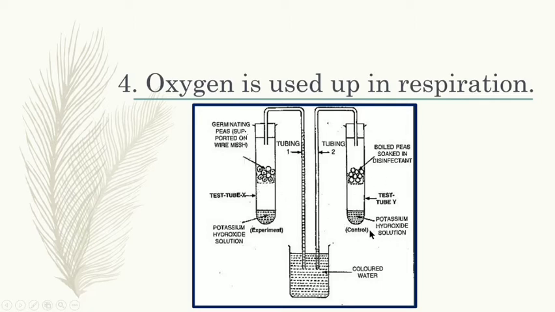Here we are making this control setup in order to compare it with the experimental setup, to prove that some changes are taking place here, not in the control setup. So this control setup is just for comparison. In the control setup we are maintaining everything similar to the experiment, but the condition which we are going to study in the experiment will not be there in the control. So boiled peas we are placing here, which are soaked in the disinfectant.